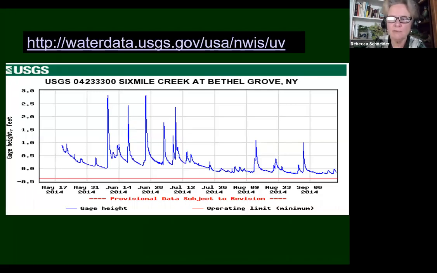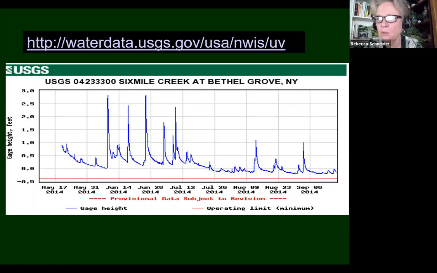This is the hydrograph for 6 Mile Creek across the growing season of 2014. On the bottom, the time period is from May 17th to September 6, 2014. And a hydrograph can be any length of time. It can even be just 24 hours if you're looking at a storm come through. And on the vertical axis is gauge height in feet.